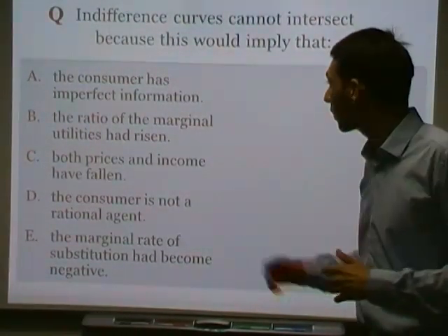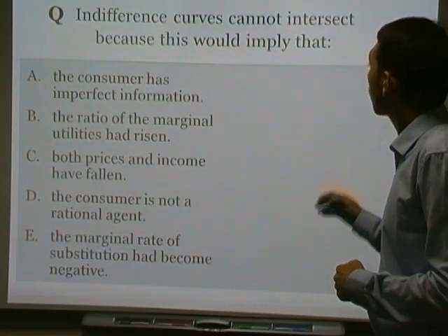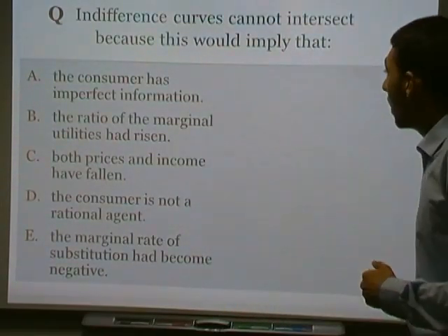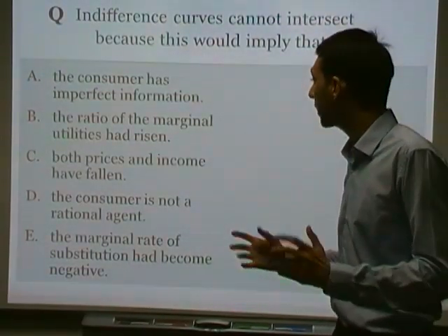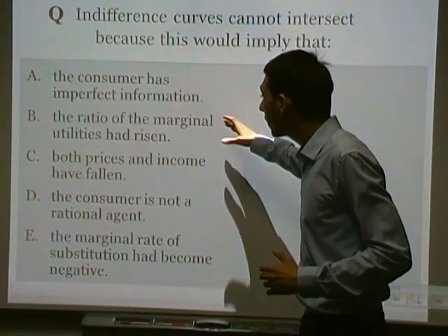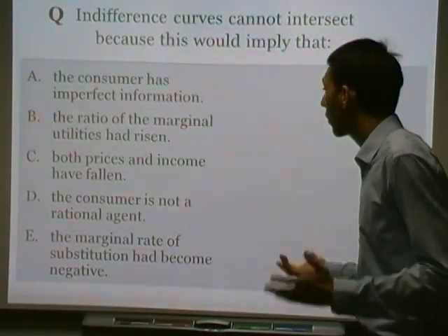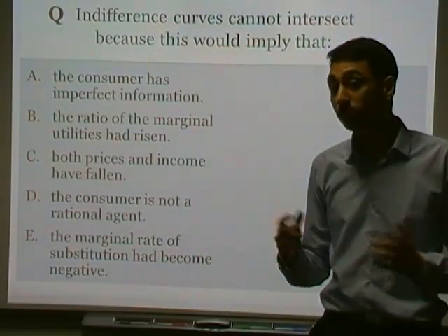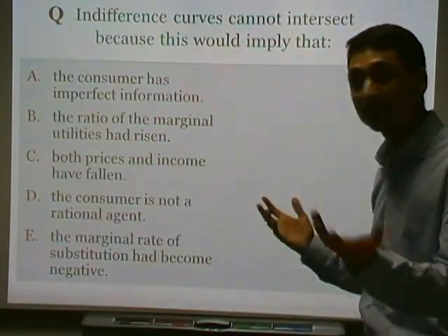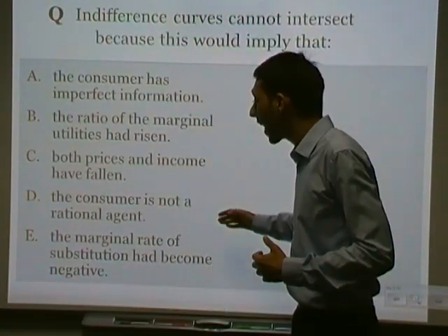Let's go through this question. Indifference curves cannot intersect because this would imply that the consumer has imperfect information? Not really, right? The ratio of the marginal utilities has risen? That has nothing to do with intersecting indifference curves. Both prices and income have fallen? Not really, that has nothing to do with it. The consumer is not a rational agent.